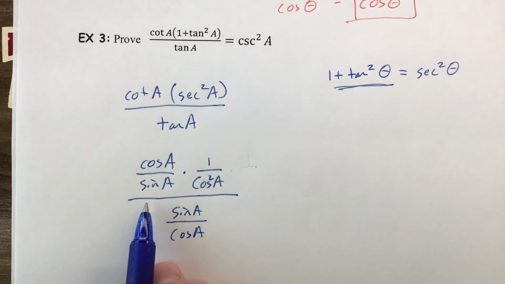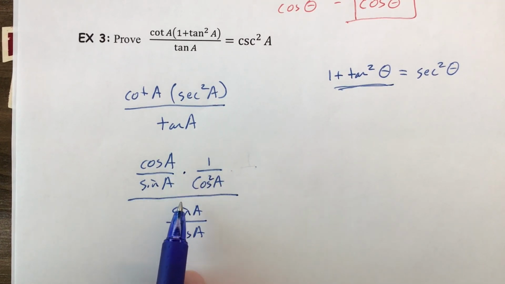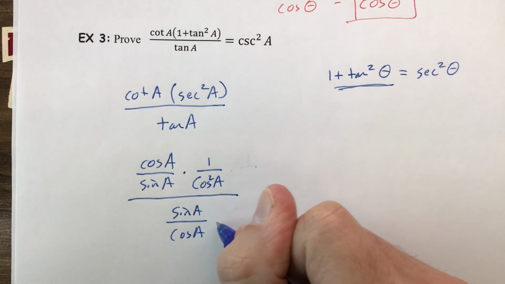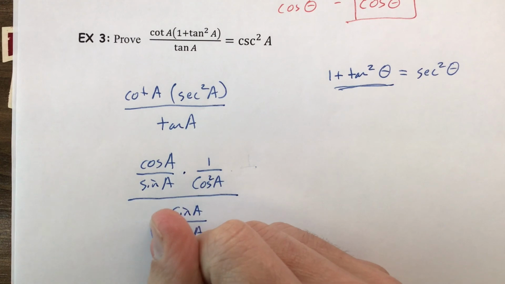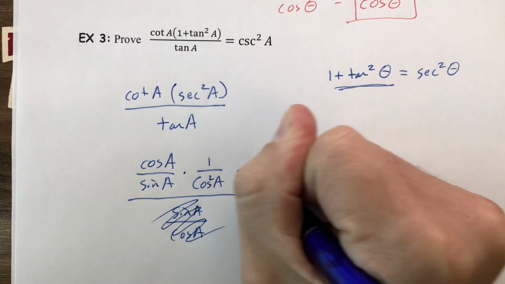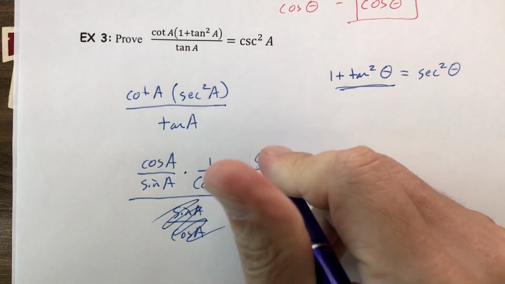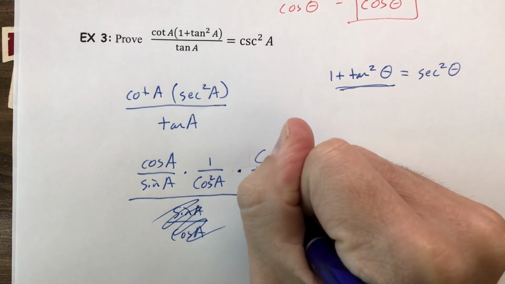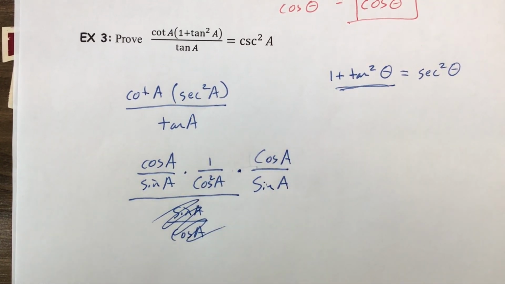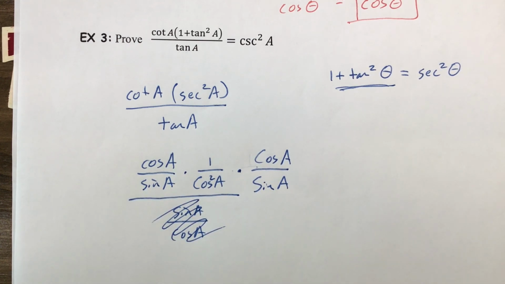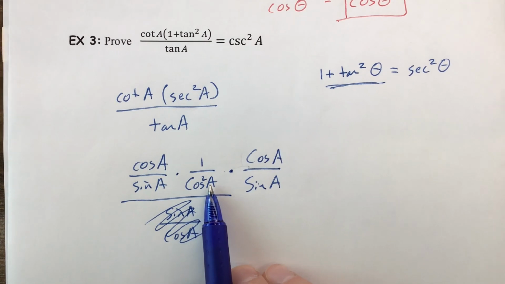All right, but if we have a complex fraction, fractions being divided by fractions, we can take that bottom fraction and actually multiply by the reciprocal. So I can take this out and just multiply by the reciprocal, cosine A over sine A. All right, and then that way I've just got 3 fractions that are all lined up. And this does work out pretty good here.